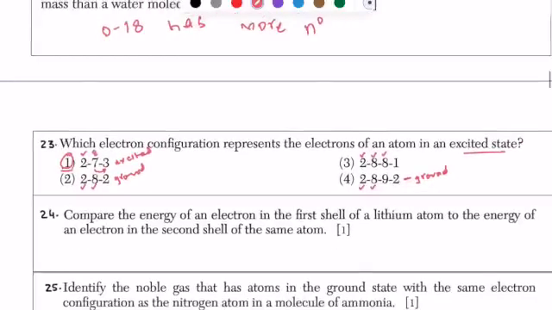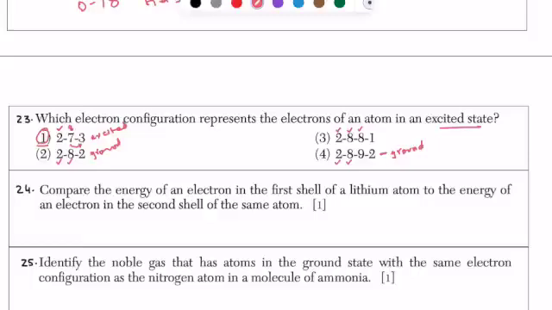Compare the energy of an electron in the first shell of a lithium atom to the energy of an electron in the second shell of the atom. This is one question that you should absolutely not get wrong. Remember that the energy of the orbits increases as we go away from the nucleus. Electrons need to have more energy to occupy the orbits that are farther from the nucleus. So you'll simply say that the second shell has more energy than the first.